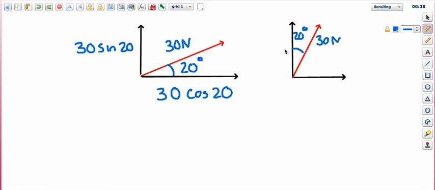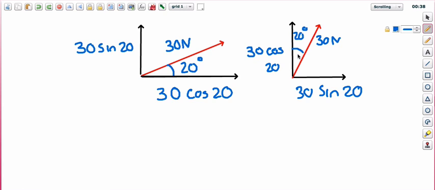But the issue here is that the angle is this side this time. So because this side, the vertical component, is next to the angle, it's this one that will be cosine, and it's this one that will be sine. So it will be 30 cos 20. And this one here would be 30 sine 20. And then when you plug those into the calculator, you will find the horizontal and vertical components. So just be careful of these two cases, they're a bit different.